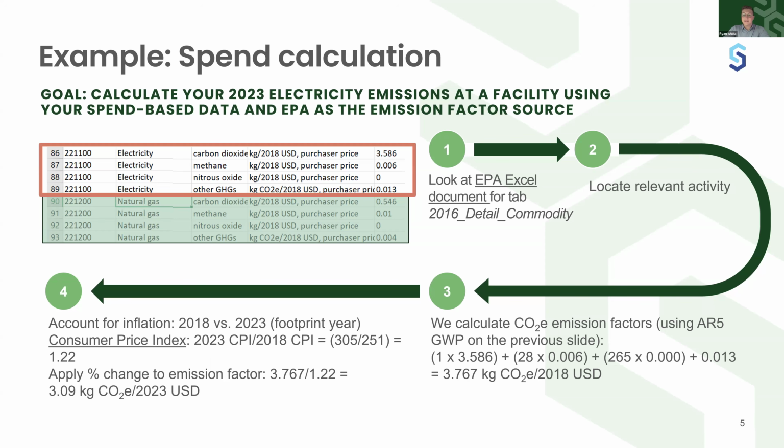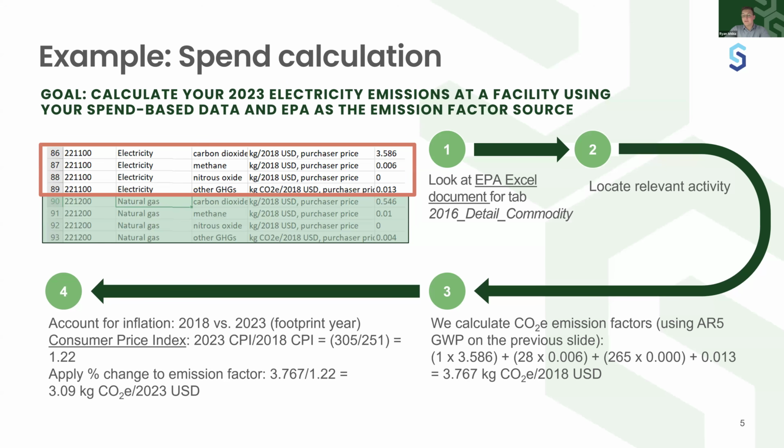Now let's take a look at the example on this slide. Here we are going to calculate a facility's electricity emissions using spend-based data and EPA as the emission factor source. So first, you'll need to determine the source of your emission factor. In this case, we are using the EPA. Then, you'll need to locate the relevant activity you are calculating your emissions for.